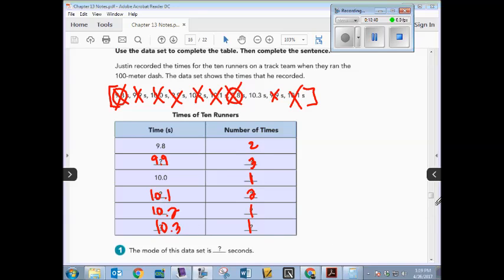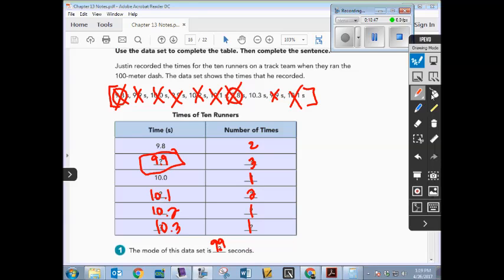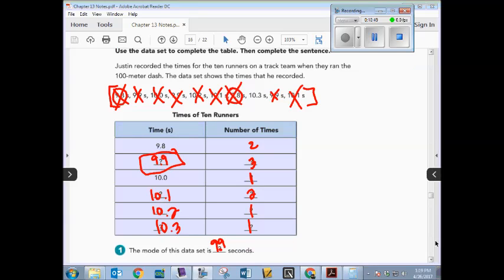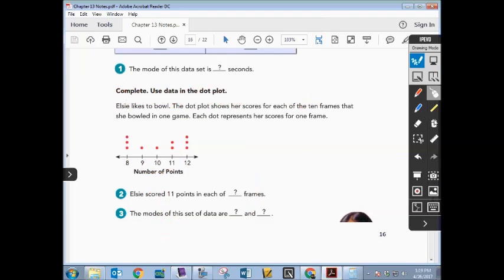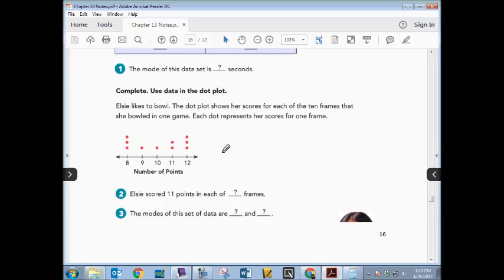Okay, so if we're trying to figure out the mode here, which time occurred the most often, clearly it's going to be 9.9 seconds. That's your mode. That occurred the most often or the most frequently, or however you want to say it. Okay? Now, this is the one case where using a dot plot for mode is actually the easiest one. It's actually very, very easy.